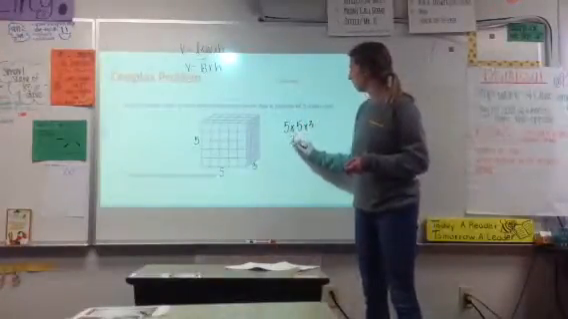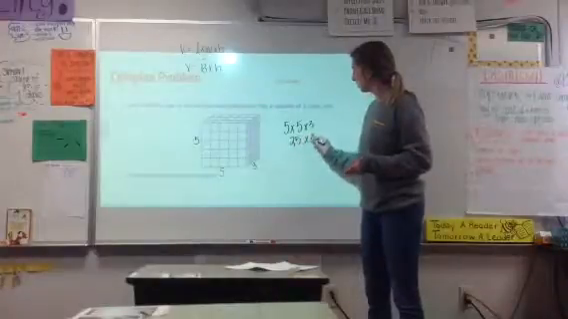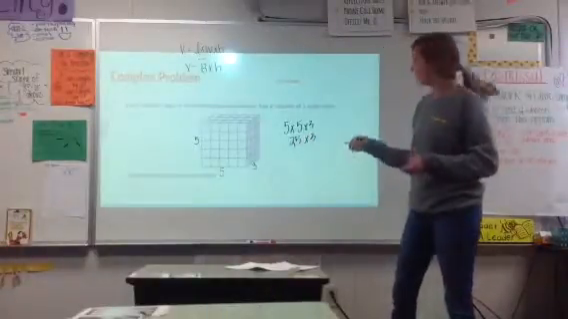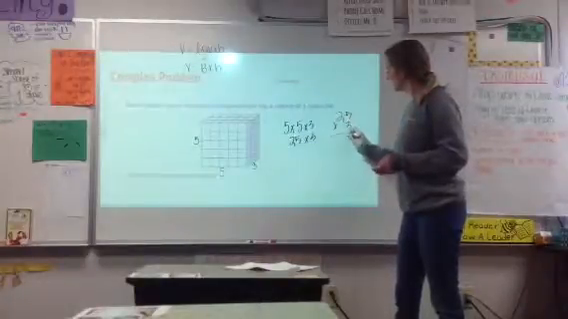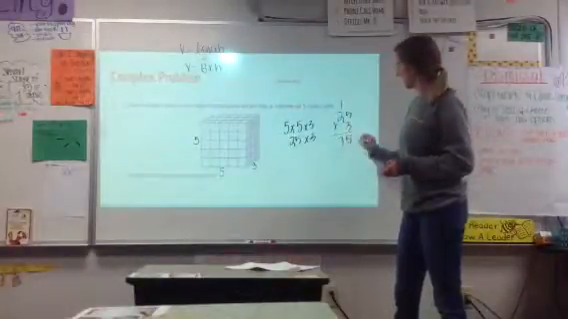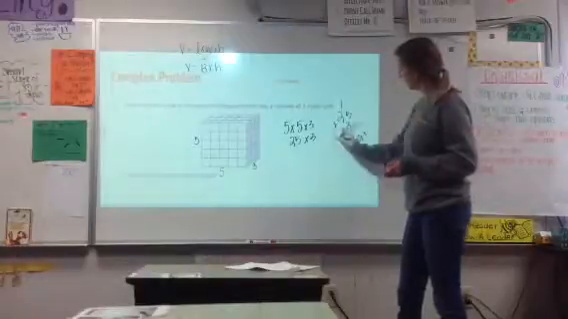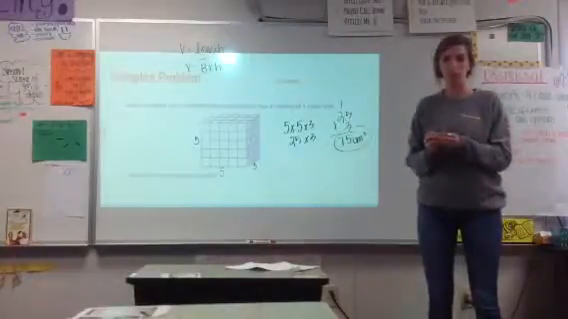5 times 5 is 25. Times 3, I might have to set this up in my box, or I can use the standard algorithm. The volume is 75 centimeters cubed.